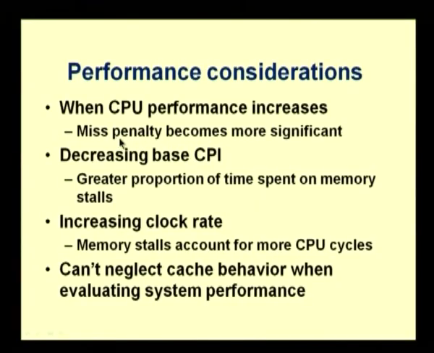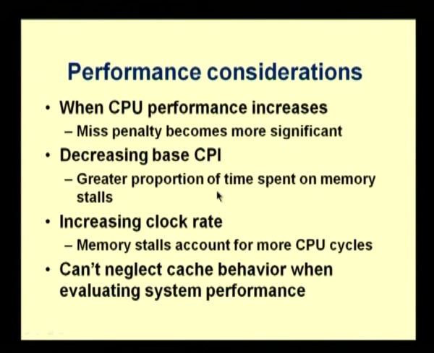So, your memory subsystem performance should normally match your CPU performance, which is very difficult to attain, but we always try to match that. Second thing, of course, is that when the base CPI decreases, a greater portion of the time is spent on memory stalls. So, again, it is important to look at the miss penalty and so on. Third is when you have an increasing clock rate, because we know that we increase clock rate in order to improve CPU performance. If you increase the clock rate, memory stalls will take more CPU cycles. Therefore, again your overall CPI will increase. That is also to be kept in mind.